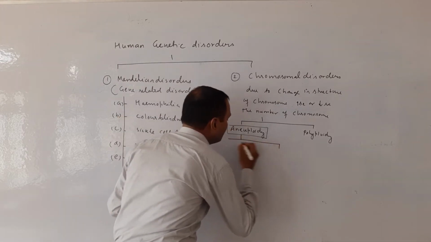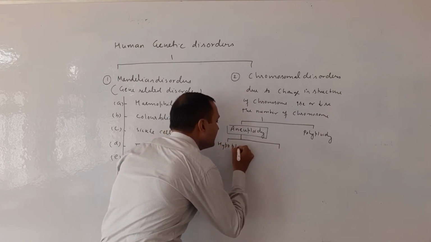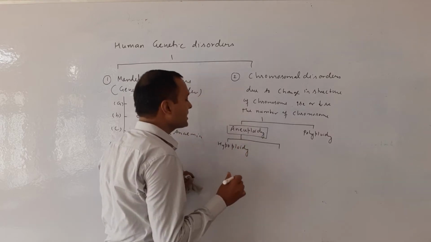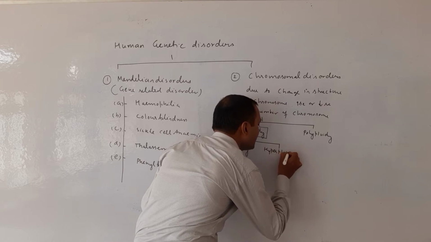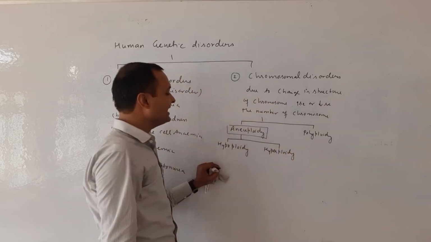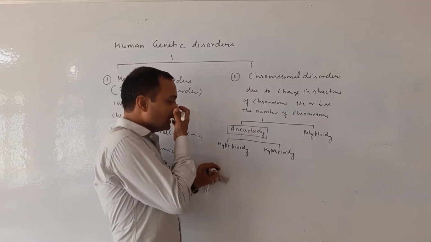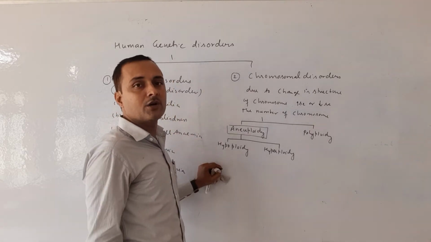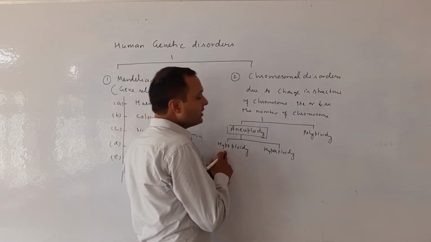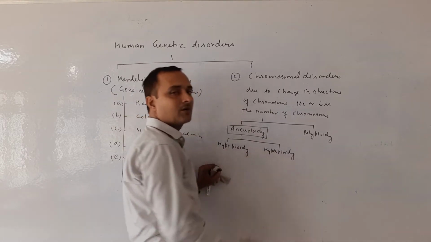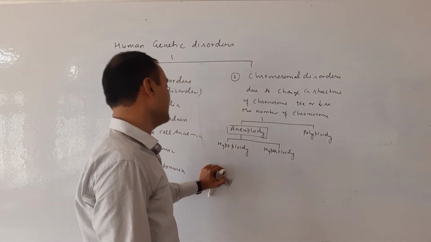It is further classified into two types. The first one is known as hypoploidy, and the second one is known as hyperploidy. Hypo means less, ploidy means chromosome. When the chromosomes are reduced from the diploid set, it is known as hypoploidy, and when the number of chromosomes increases from the normal diploid set, it is known as hyperploidy.